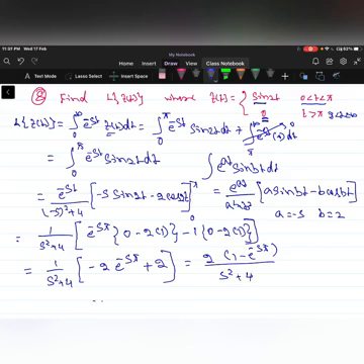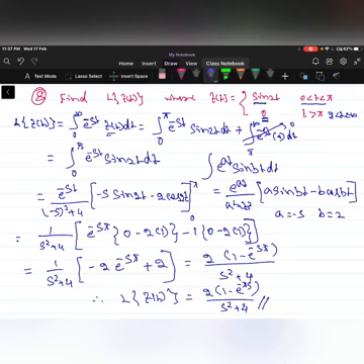Therefore, Laplace of f of t, where f of t is equal to sin 2t for the interval 0 to pi and the function is 0 for the interval t greater than pi, is equal to 2 times 1 minus e power minus pi s divided by s square plus 4, where s is greater than 0.